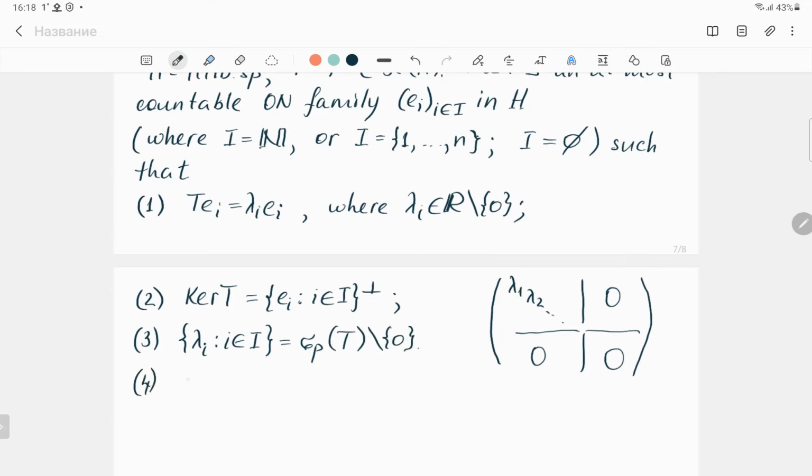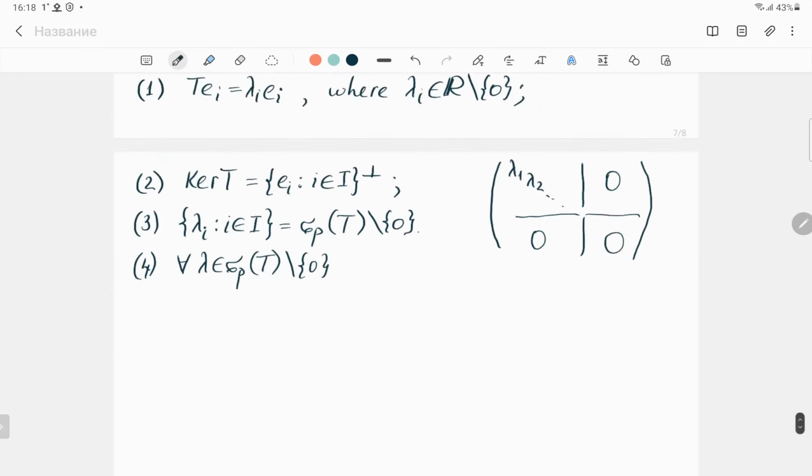And moreover, if you take an arbitrary non-zero eigenvalue, lambda of T, we have the following formula. The number of instances of lambda in our sequence is equal to the multiplicity of lambda, that is, to the dimension of the respective eigenspace. And it is finite.